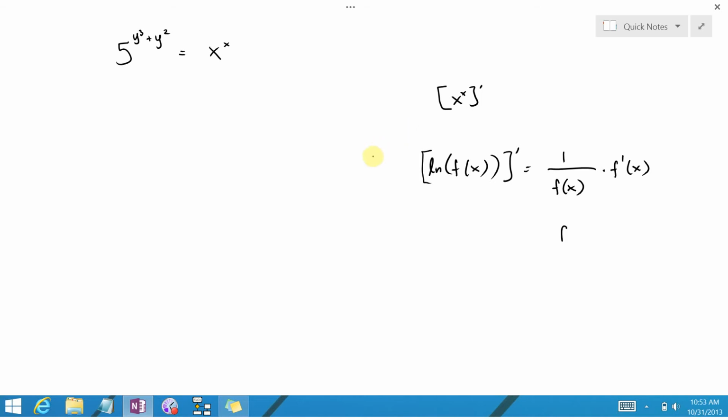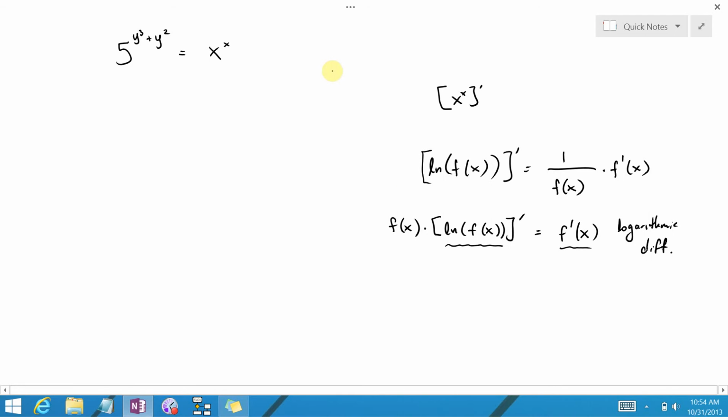Or in other words, multiplying both sides by f of x, f prime of x is just the original f times the derivative of the natural log of f of x. So it seems like we've made things substantially complicated, but this is a trick called logarithmic differentiation. Because sometimes it's easier to compute the derivative of the logarithm of the function you're interested in than the function itself. And this is a perfect example of that.